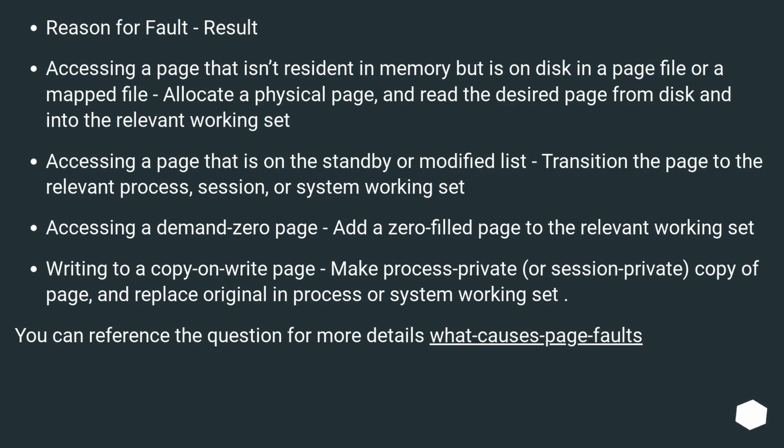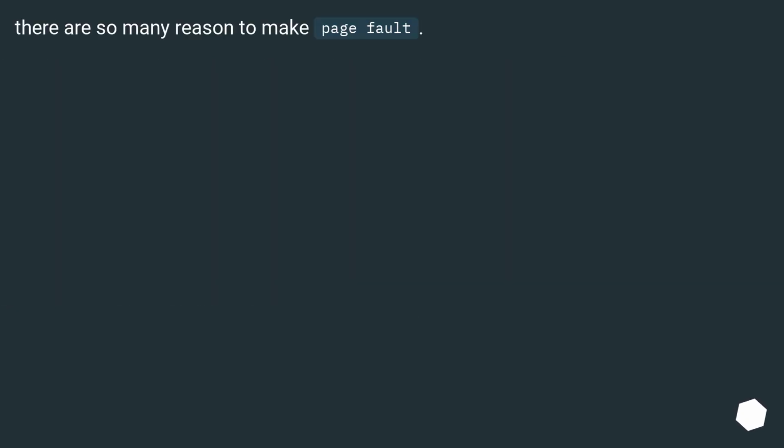Accessing a page that is on the standby or modified list: transition the page to the relevant process, session, or system working set. Accessing a demand zero page: add a zero-filled page to the relevant working set. Writing to a copy-on-write page: make a process-private, or session-private, copy of the page, and replace the original in the process or system working set. You can reference the question for more details on what causes page faults. There are so many reasons for page faults.